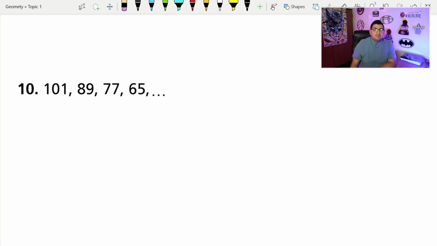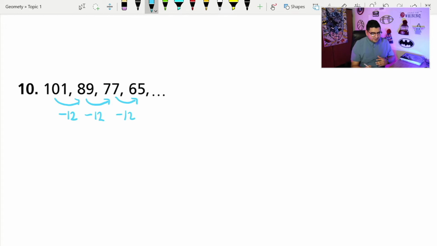To go from 101 to 89, if I'm subtracting, they would have to subtract 12 each time. Then going from 89 to 77, we want to see, does subtracting 12 from each number work? And we can see that 89 minus 12, in fact, is 77. 77 minus 12 would be 65. Therefore, I can tell right now, based on this work, that the pattern definitely is subtracting 12.